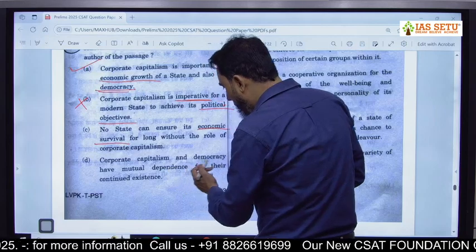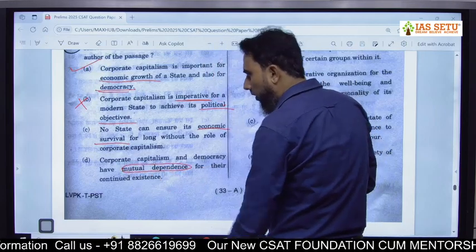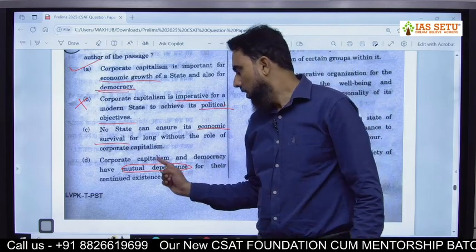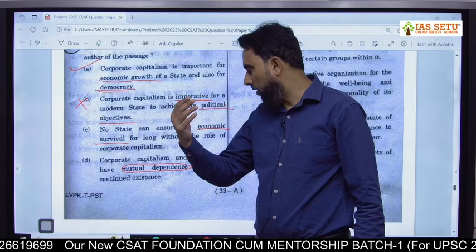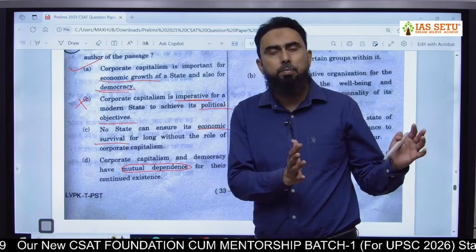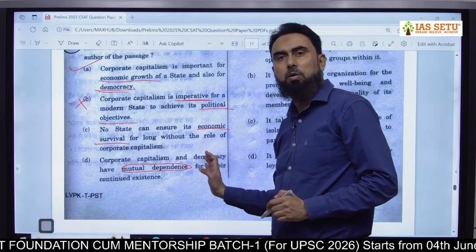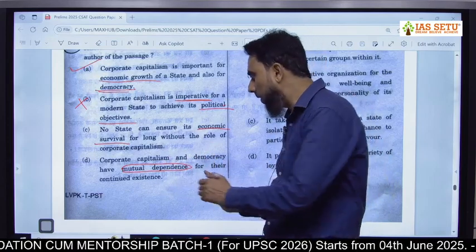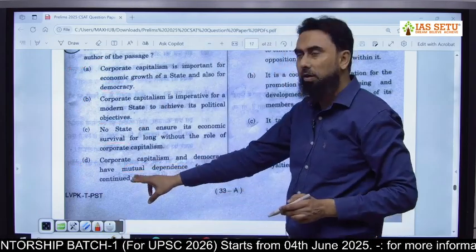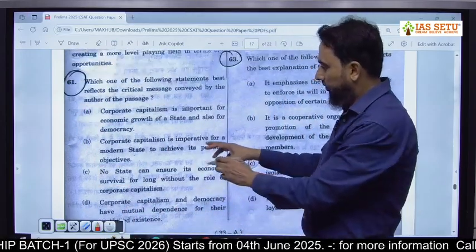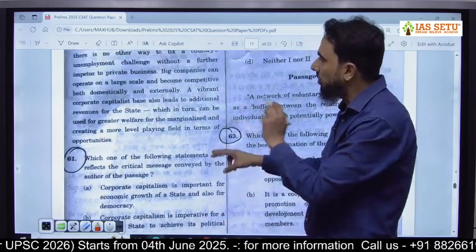D says corporate capitalism and democracy have mutual dependence for their continued existence. Please be careful. It is how the democracy is dependent on corporate capitalism. That is given in the passage. It is not the other way around, that corporate capitalism is dependent on democracy, not given here. So this mutual dependence is out, right? This is the word play done by the examiner here, and you were supposed to be observant enough. Option A is the best option for question number 61.